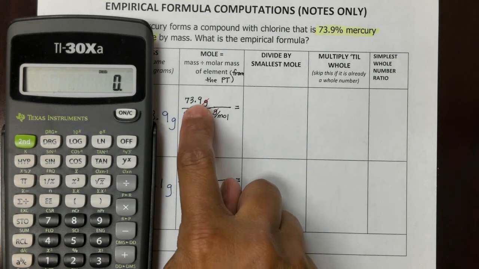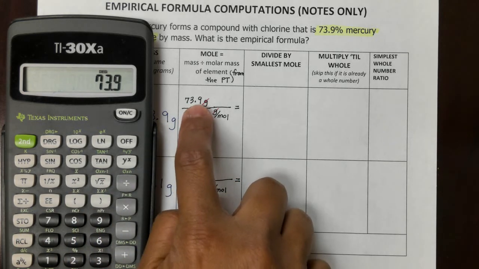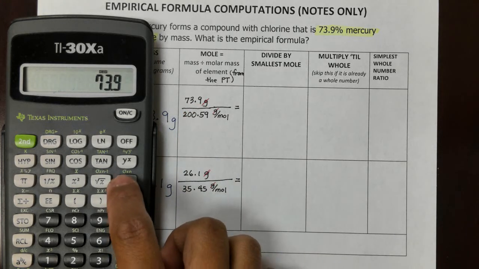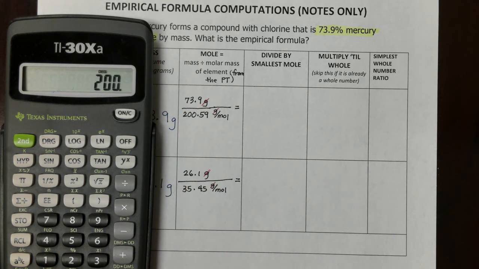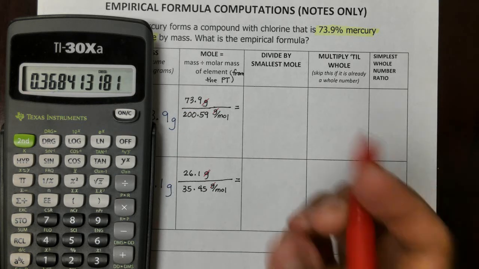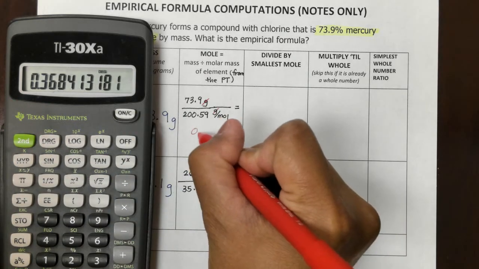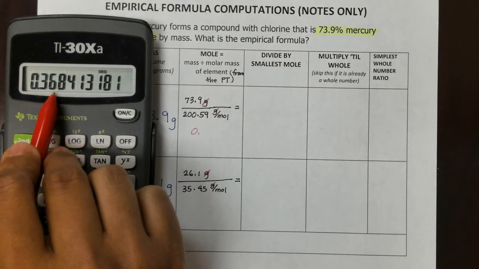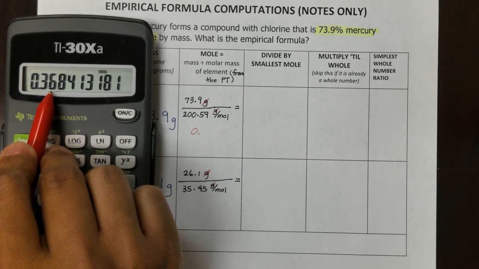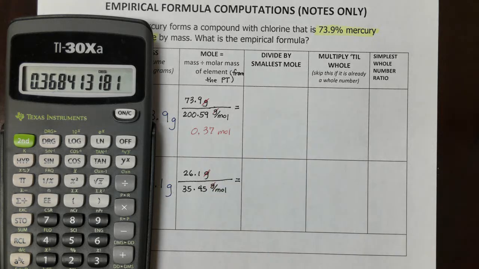So the first one is 73.9. Press first the one on top, then divided by 200.59 equals, so you'll see a lot of answers as well. In this case, we will just get the first two decimal places again. So that's 0.3, and the 6 is followed by an 8. So therefore the 6 will become a 7. So that's 0.37 mole.